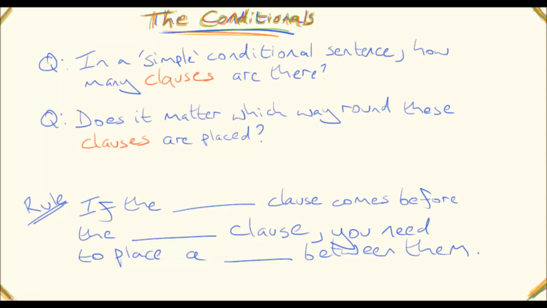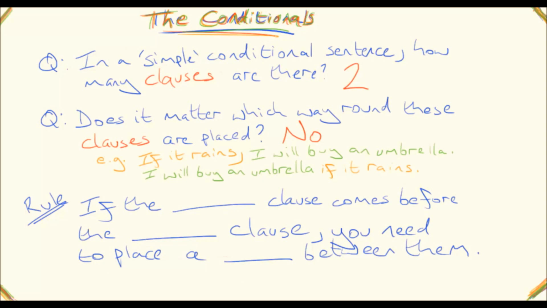In a simple conditional sentence, how many clauses are there? Well, I hope you agree with me that, as we've just seen, there are normally 2 clauses. And indeed, does it matter which way round these clauses are placed? Not at all. Hopefully you agree with me there. And let's have a look at an example of that. So for example, if it rains, I will buy an umbrella.